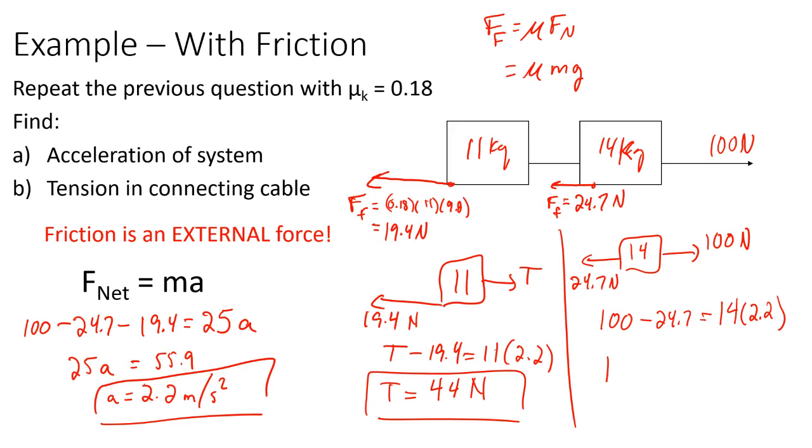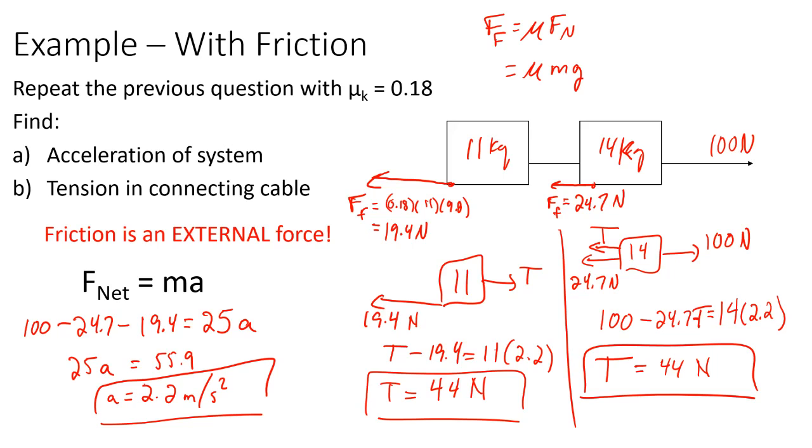Whoops, I forgot to put tension in here, guys. This is also going to be a tension. That tension has to be on there. I forgot to put that in my force line, sorry. So 100 minus 24.7 minus T is equal to 14 times 2.2. Now if you plug and chug for that, you'll find that tension is also equal to 44 newtons.